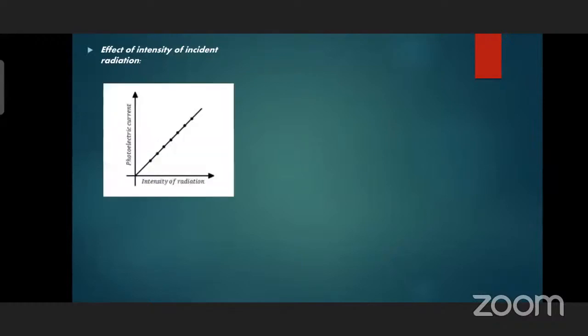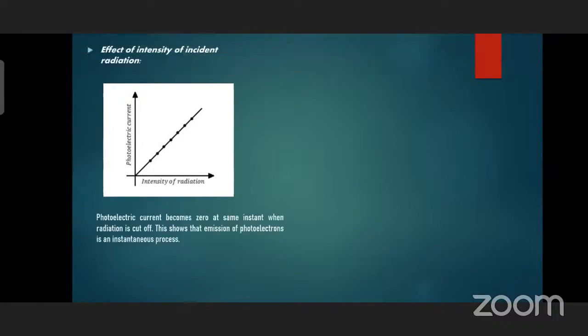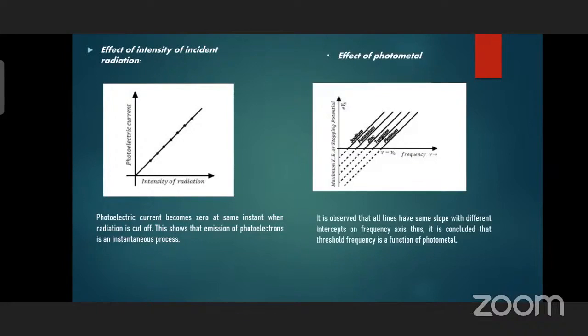The third factor is the effect of intensity of incident radiation. If we keep the frequency of incident radiation and potential difference fixed, the photoelectric current increases gradually with increase in intensity. Photoelectric current becomes zero at the same instant when radiation is cut off. This shows that emission of photoelectrons is an instantaneous process. The last factor is the effect of photometal. It is observed that all lines have the same slope with different intercepts on the frequency axis. Thus, it is concluded that threshold frequency is a function of the photometal.